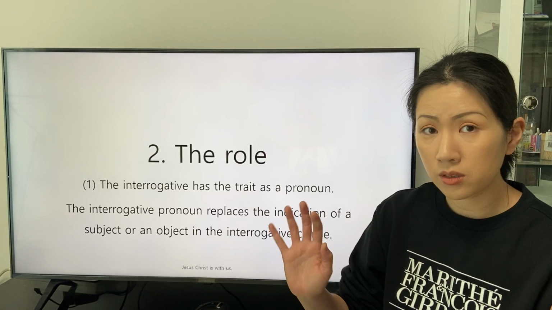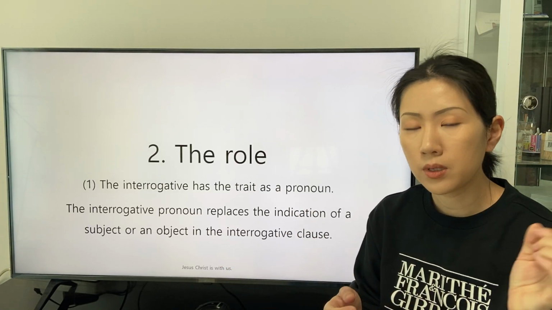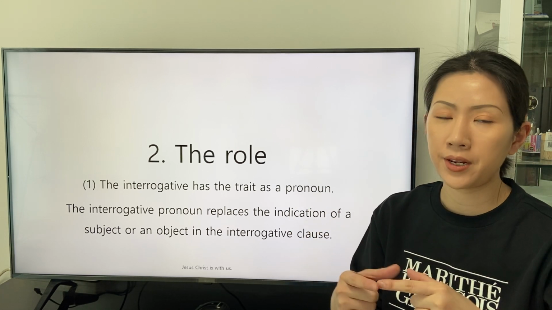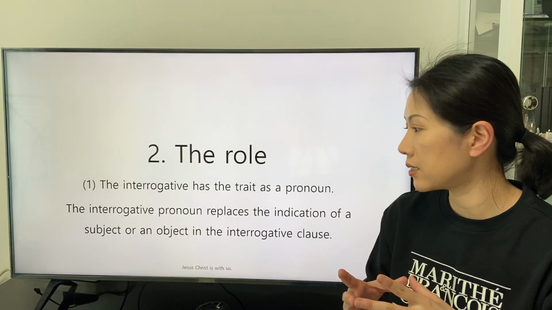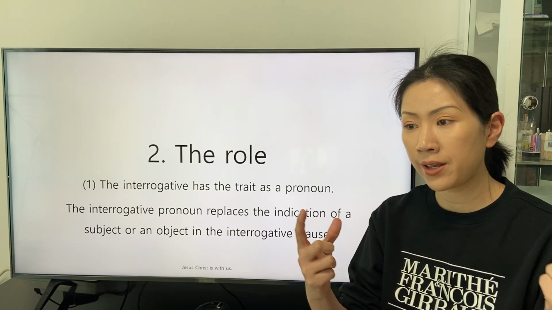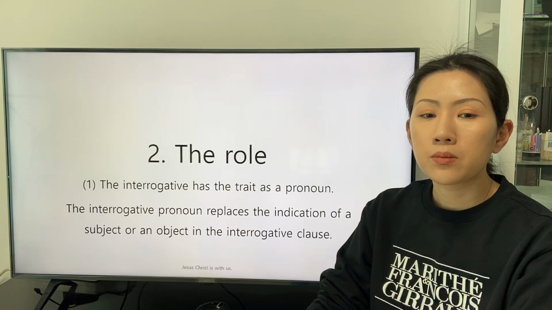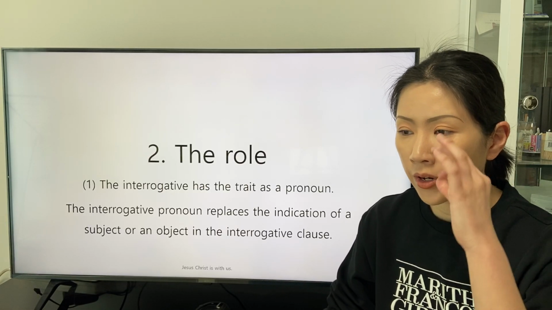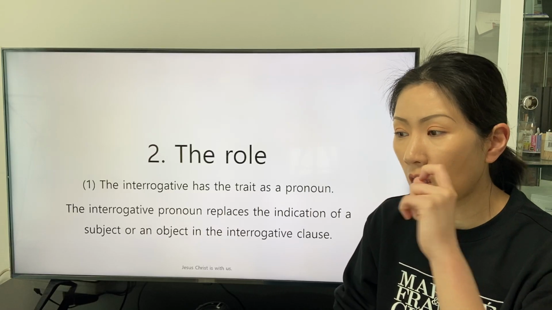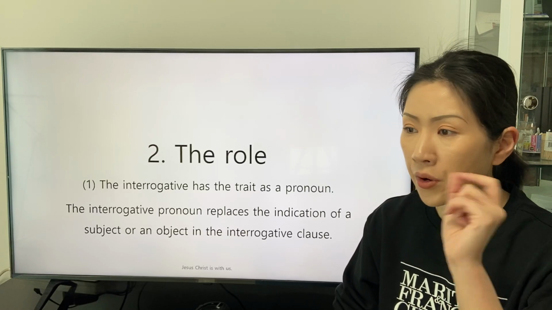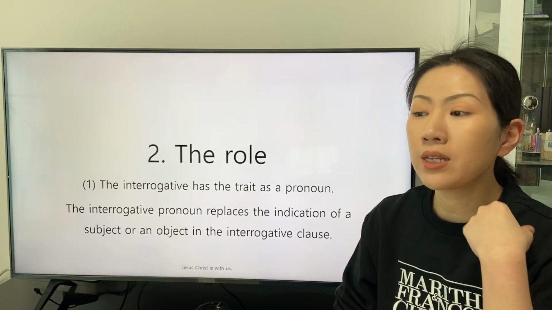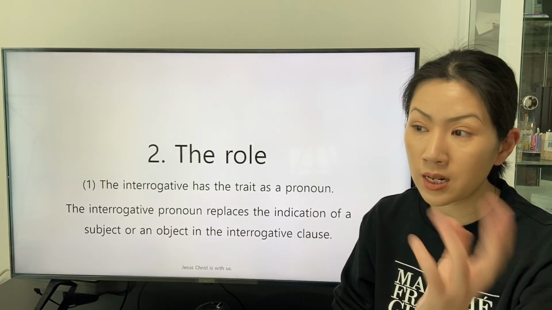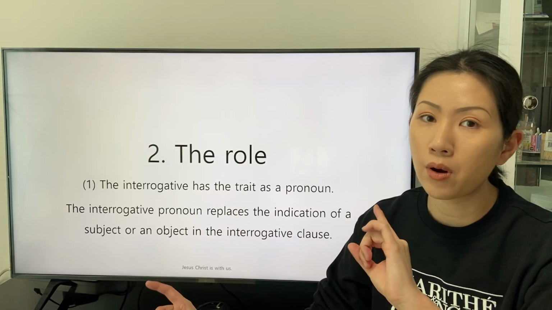As I mentioned briefly, there are three sorts of the interrogatives. The first one is the interrogative pronoun. We can understand that the speaker can indicate a subject or an object with the interrogative pronoun because the speaker intends to know about the subject or the object indicated by the interrogative pronoun.